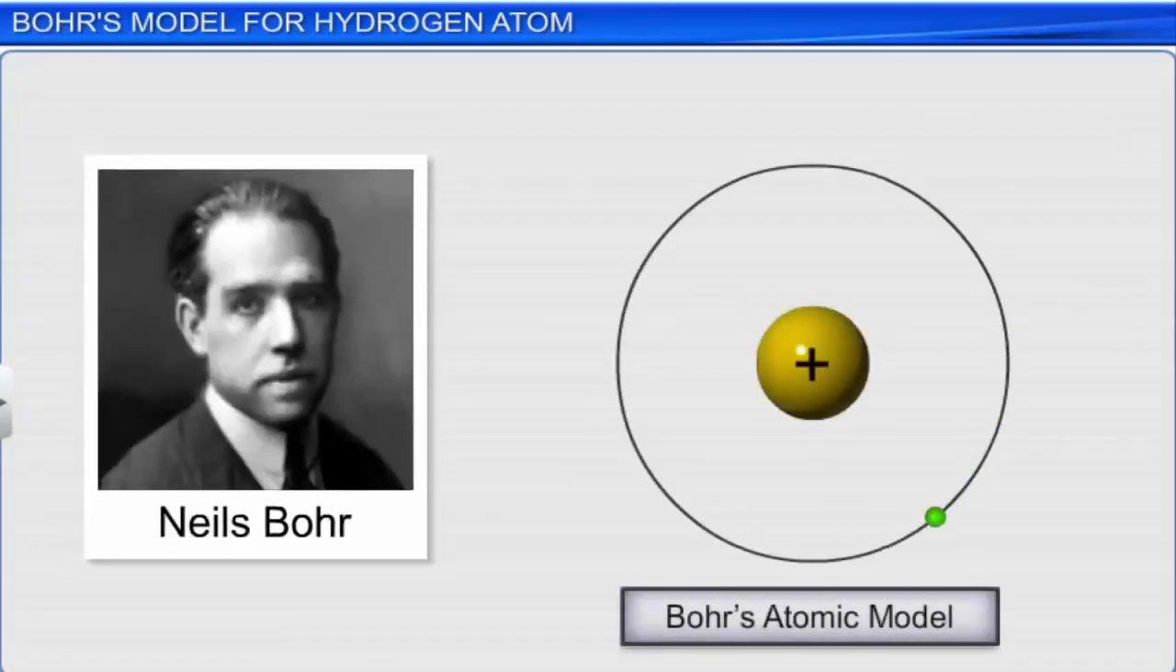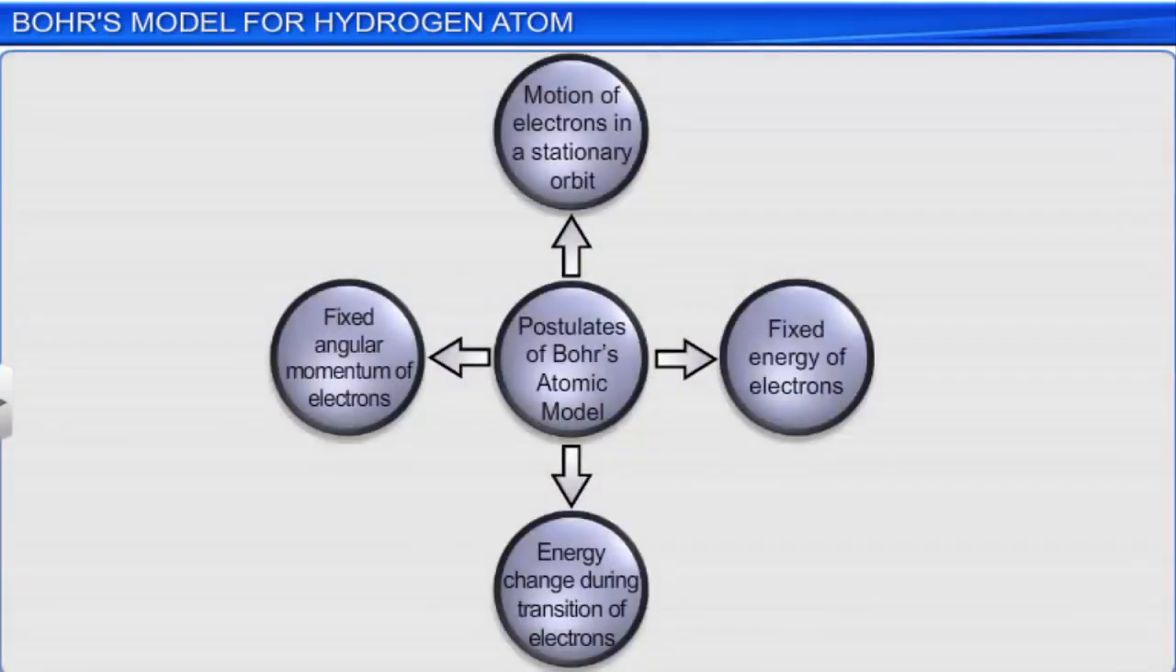In 1913, Niels Bohr proposed an atomic model that quantitatively explained the features of the structure of the hydrogen atom and its spectrum. The postulates of it describe motion of electrons in a stationary orbit, fixed energy of electrons, energy change during transition of electrons, and fixed angular momentum of electrons.